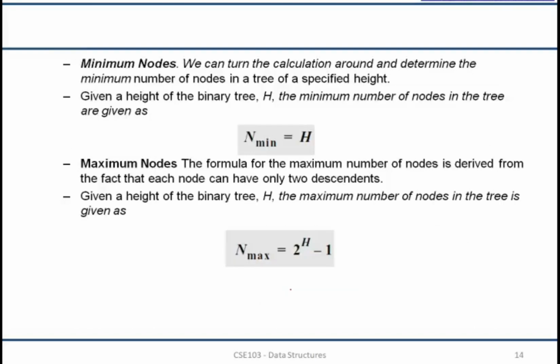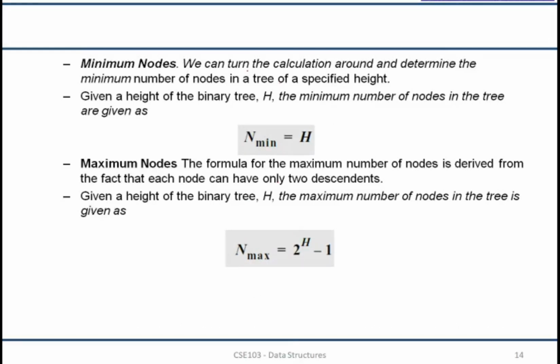So the next property. Suppose the height is given, just the opposite of the previous. In the previous property, the number of nodes was given and we calculated the height. Here the height is given. For that height, what is the minimum number of nodes we can accommodate and what is the maximum number of nodes we can accommodate? That is what we are going to calculate.